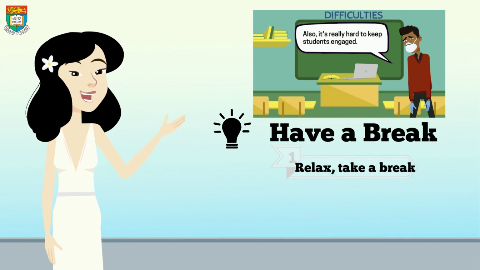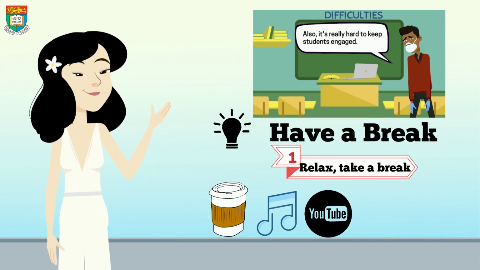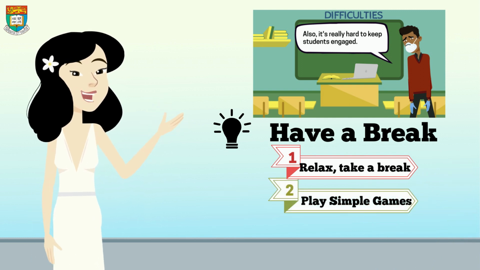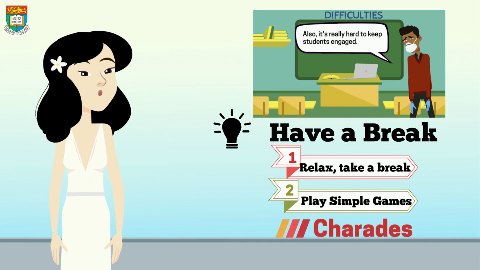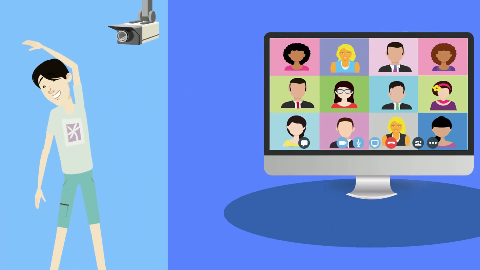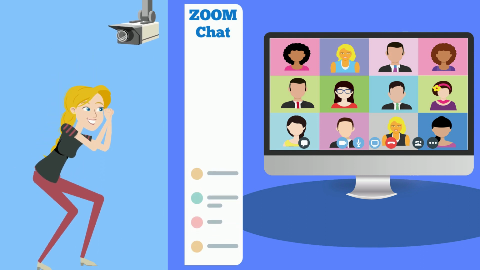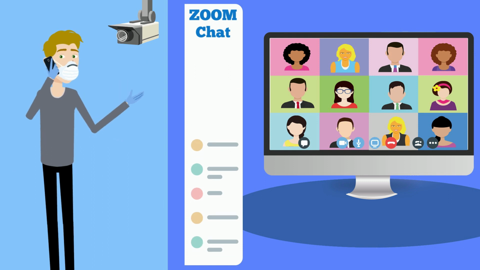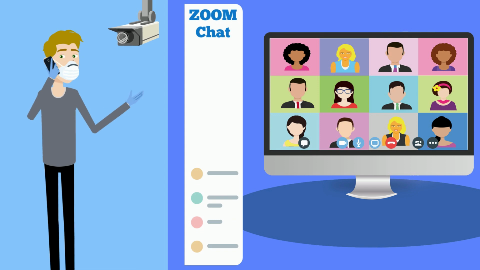You and students can relax by having a cup of coffee, listening to music, watching fun videos, or chatting with friends or family. Also, you can play simple games with students who are sitting in front of the screen. Take charades for example. Let a student do some actions in front of the webcam, and other students guess the name of a song, a movie, or a sport by typing it in Zoom chat. Online and on-site students can play the game together. Relaxing re-energizes your body and mind.